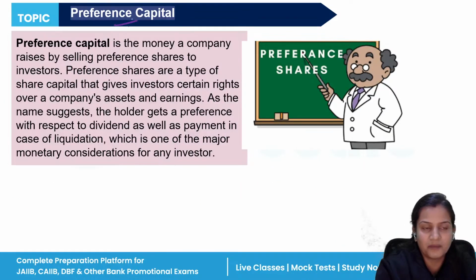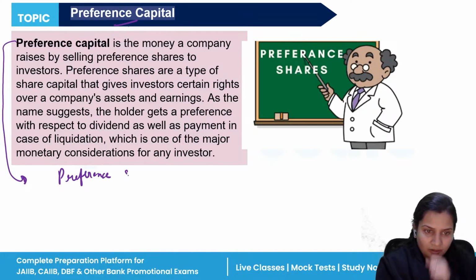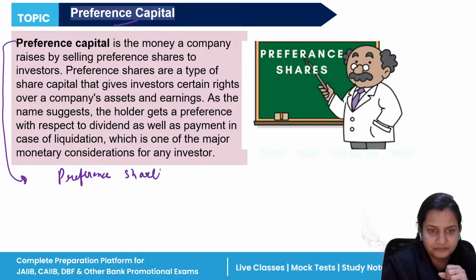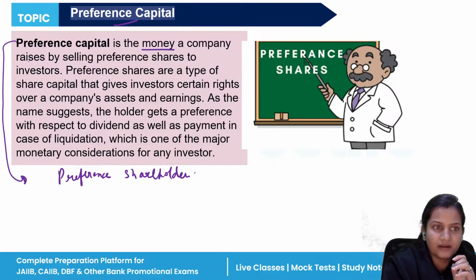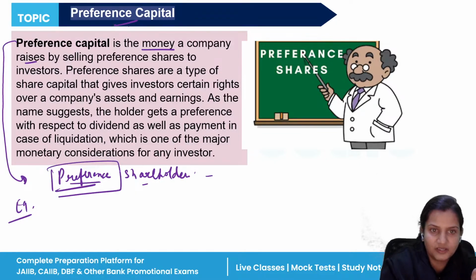Now, what is preference capital? In the same manner as equity capital, there is preference capital also. Preference capital is the money a company raises by selling its preference shares to investors. Similarly, like equity shares, they sell these shares to investors, and investors become preference shareholders. If you see the word preference, what does it mean? Such investors get a sort of preference.